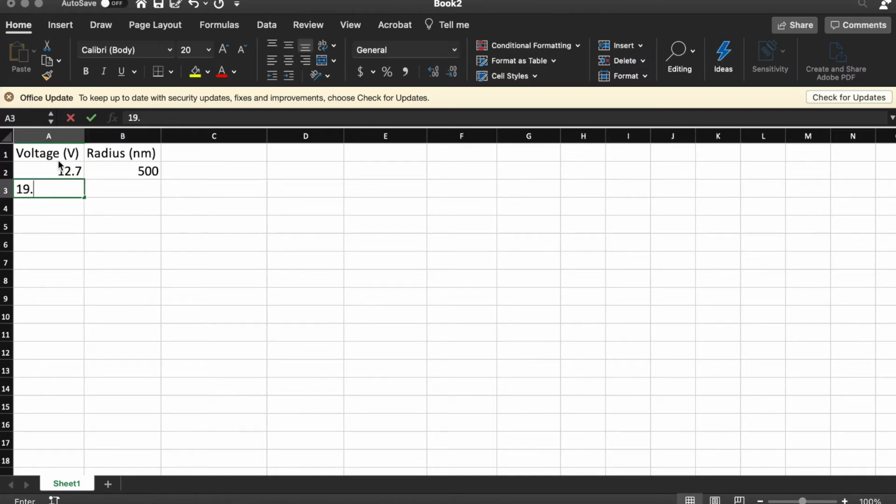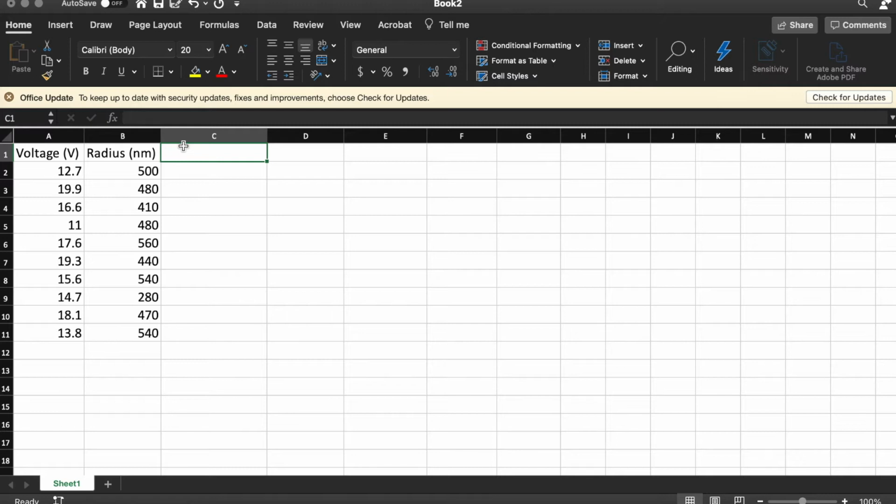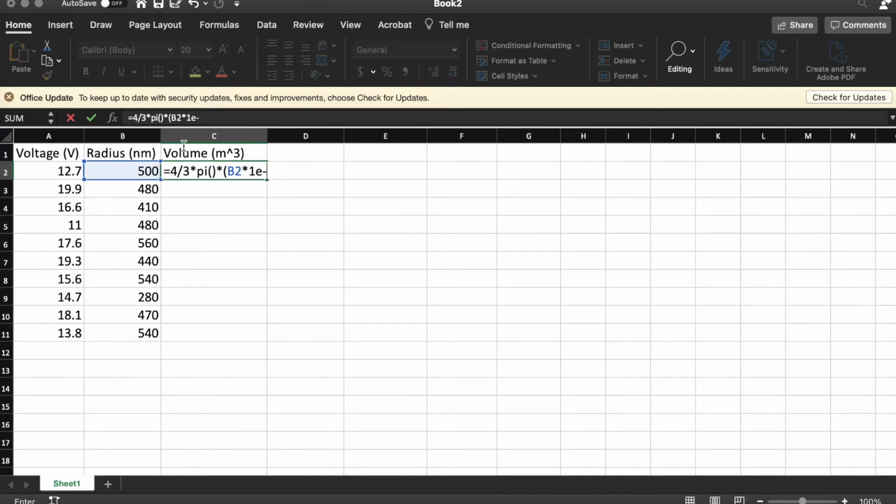Don't worry if you get different voltages for similar sized drops. It's simply due to a different amount of charge on the drops. Once you have your data, it's time to analyze it. The first step is to work out the volume of each drop. The volume of a sphere is 4/3 pi r cubed. Enter that in, being careful to convert the radius to meters.